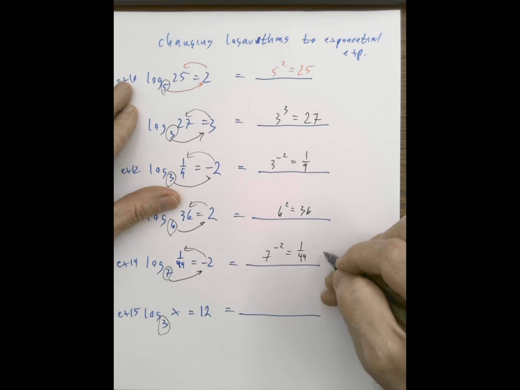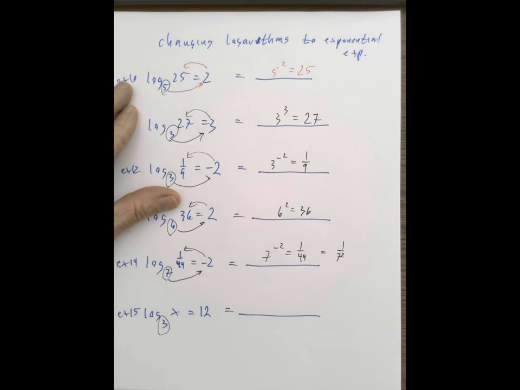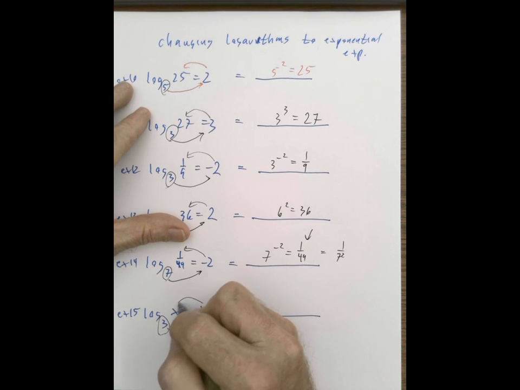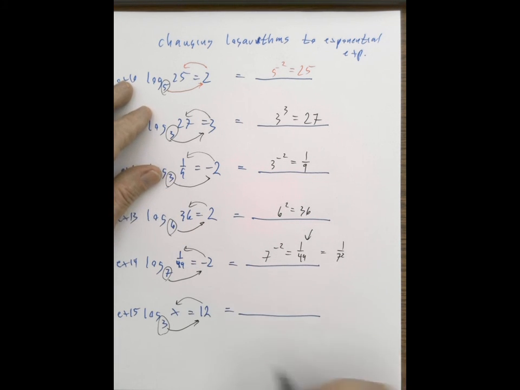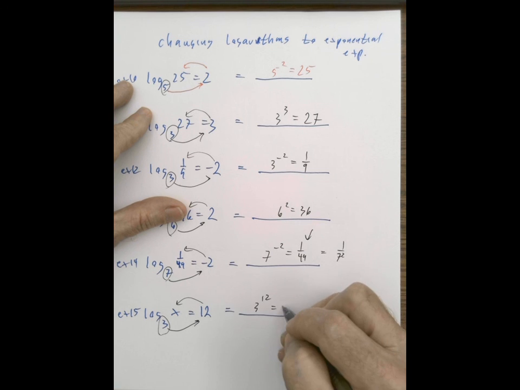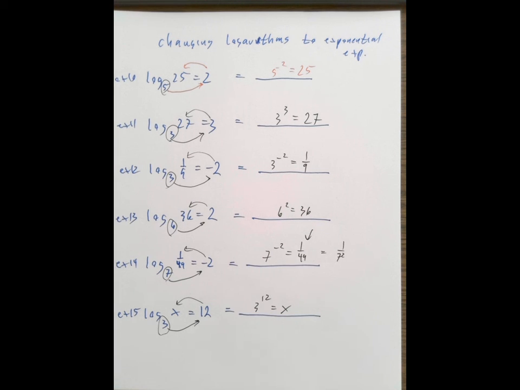All right, and why is that? Because that's 1/7 squared, right? Okay, so that's how we'll write the answer right there. Okay, then this last one here, the exponential expression is inside the logarithmic expression. We see 3 to the 12 is equal to x. Okay, does that make sense?